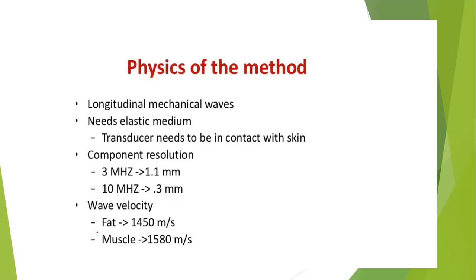And the wave velocity, in fact, the velocity or speed of an ultrasound wave varies depending on what kind of tissue we're examining. For example, when the ultrasound waves go through fat, they have a speed of over 1,450 meters per second. And on the other hand, if the ultrasound waves go through the muscle, they have a speed of 1,580 meters per second.